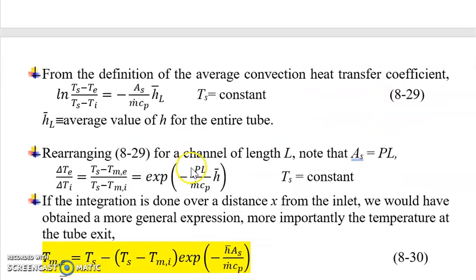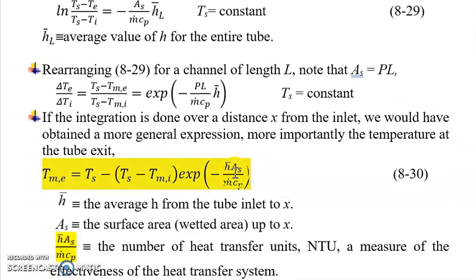Now you rearrange 829 for a channel length L, you will get this equation. Remember again, Ts is constant. This is a boundary condition where surface temperature is constant. If the integration is done over a distance x from the inlet, we would have obtained a more general expression, given by 830.